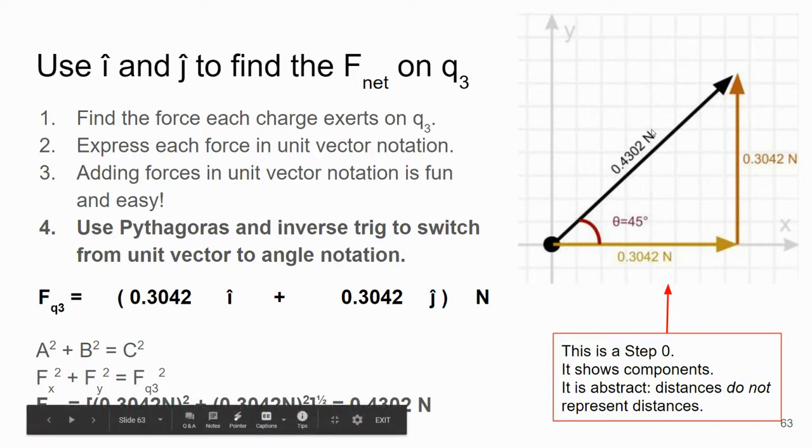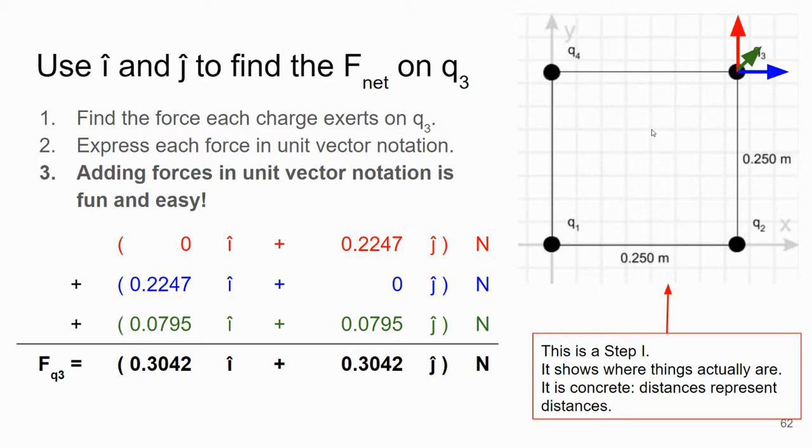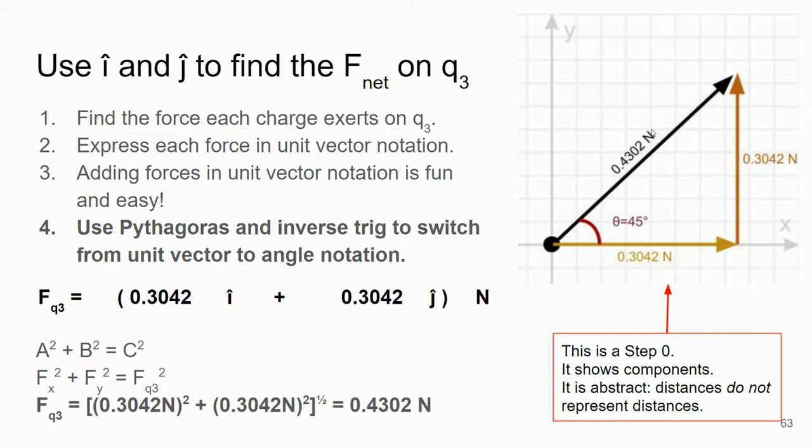Now, if this last image was a step 1, this is a sketch. This is showing you where things are, and distances are distances on a sketch. This is a step 0. These are components. This is more abstract because your distances here are not distances. If you go a certain amount to the right here, well, that's an amount of newtons. That's not a distance. So it's a step 0. That's what's going on here. Anyhow, Pythagoras gave us this magnitude here.